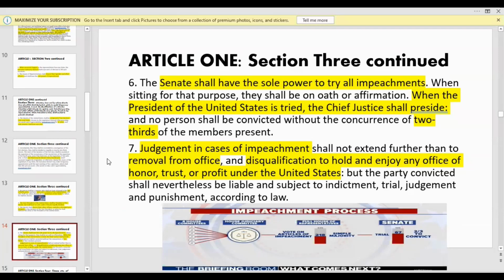And then on the justice side, Article 3, judges, most of the impeachments that have happened and most of the people actually removed happen on the justice side. So don't think impeachment is just presidents.